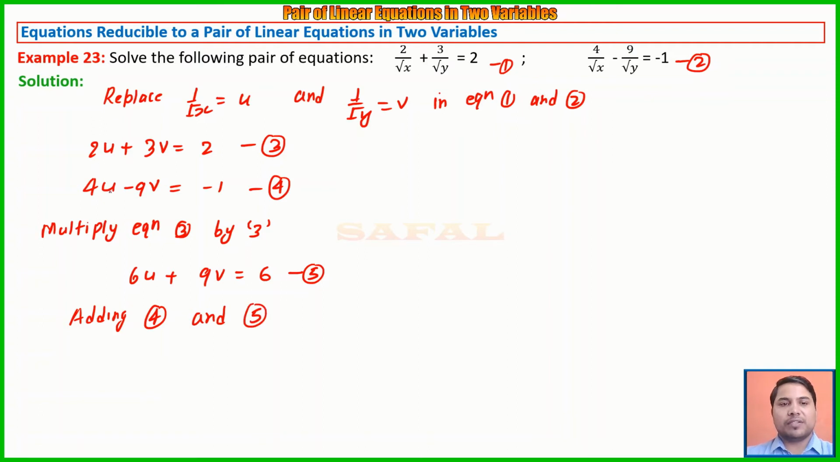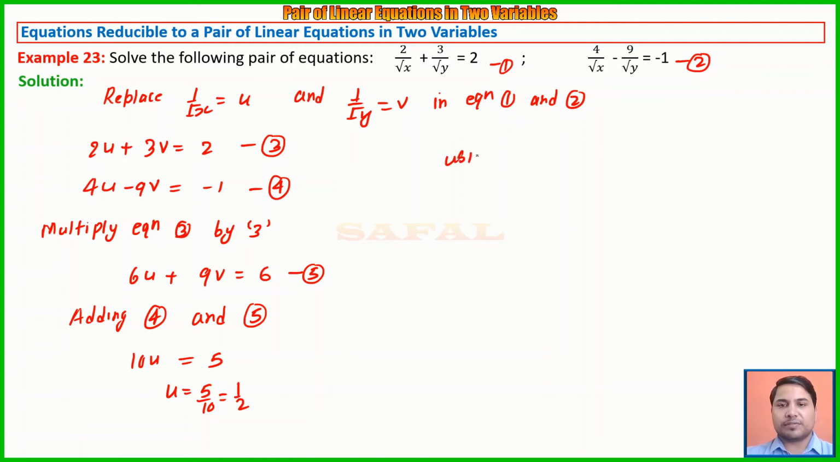So what will happen? 4u and 6u, that is 10u, minus 9v plus 9v will become 0, and 6 and minus 1, so that's plus 5. So u is becoming 5 by 10, which is 1 by 2. Now 1 by 2 I can put anywhere in equation 3 or maybe 4. So I am going to put it in 3.